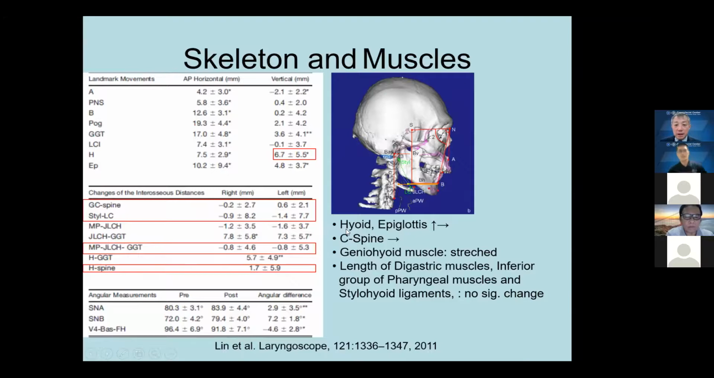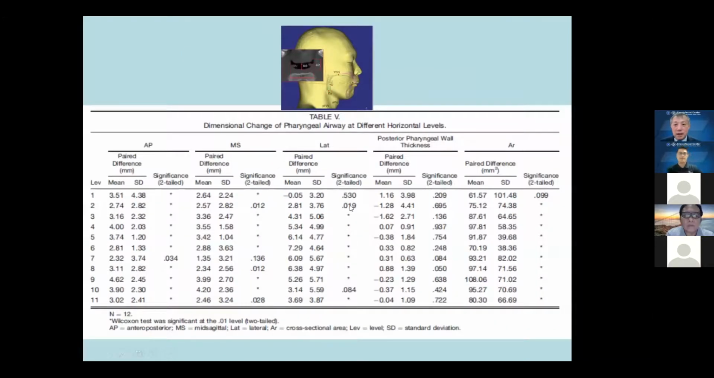We know that the pharyngeal airway length is an important factor. When we measure the cross-section, anterior, posterior, the lateral dimension, and the area, we can see almost all the measurements can be improved, except at level 7. Level 7 is around the uvula part.